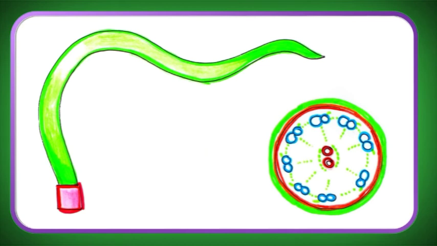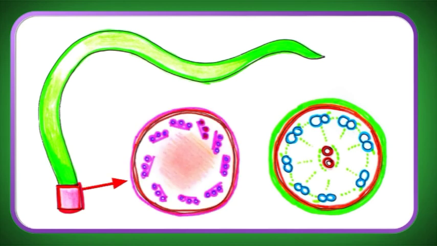The basal body is the base of the flagellum. Its inner structure is made up of 9 triplets of microtubules without a central pair.